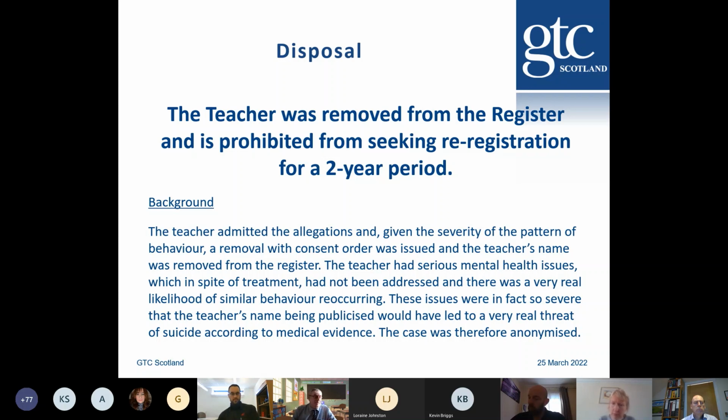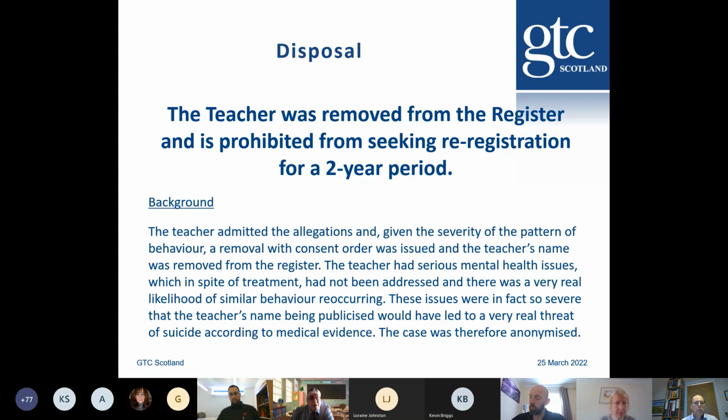The teacher admitted the allegations, and given the severity of the pattern of behaviour, a removal with consent order was issued and the teacher's name was removed from the register. The teacher had serious mental health issues, which in spite of treatment had not been addressed, and there was a very real likelihood of similar behaviour reoccurring.